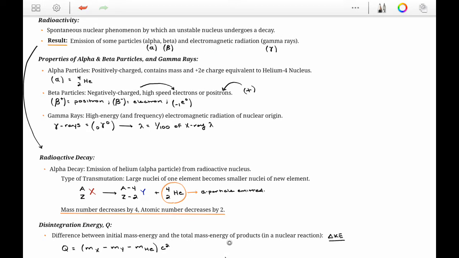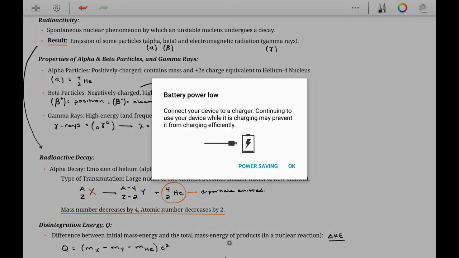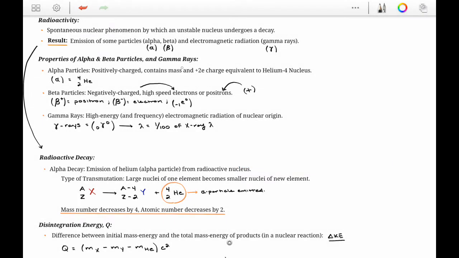Before we get into the types of radioactive decay, we're going to introduce the properties of alpha and beta particles and gamma rays. Alpha particles, we know from the quantum physics video, were used in the gold foil experiment. They are positively charged and have a mass equivalent to the helium-4 nucleus, and a charge equal to the charge of 2 protons.